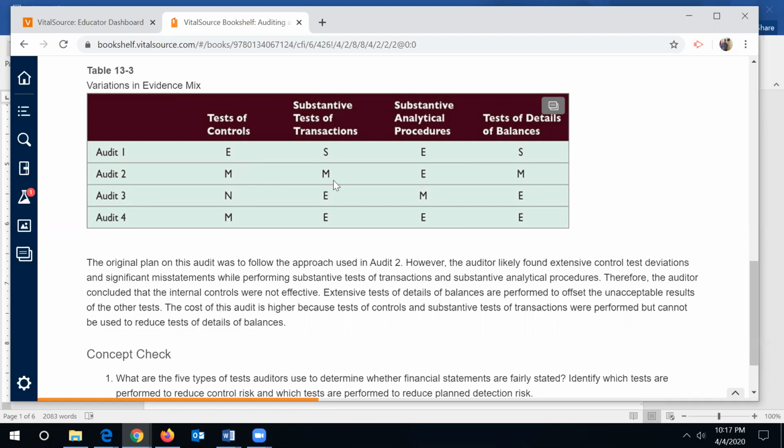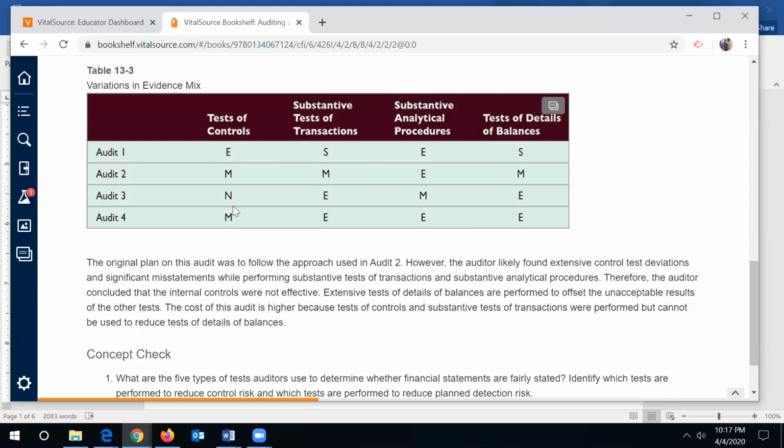This is why they did more substantive tests of transactions than in audit 1 and more tests of details. My guess is they were okay, but the results were not as good as those of audit 1. Same thing for analytical procedures. They turned out okay, but not as good as in audit 1. So audit 2 is a more expensive type audit. They did more of the more expensive tests. And in audit 2, the results of this audit were not quite as good as in audit 1. The client in audit 2, I'm sure, had some things to fix, some audit adjustments before they got a clean opinion.